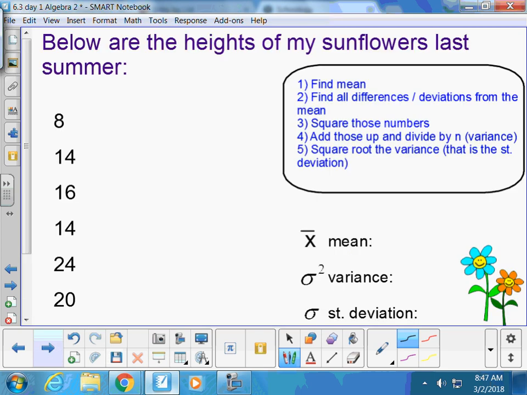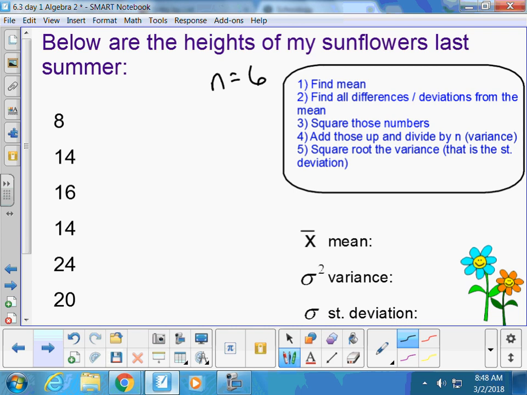All right, so below are the heights of my sunflowers last summer. Let's see how many sunflowers I grew. 1, 2, 3, 4, 5, 6. That means my n value is 6. That's the number of sunflowers I grew this year. So we're going to go ahead and find the mean. We're going to average these numbers up. Grab your calculator. I'm going to calculate right along with you.